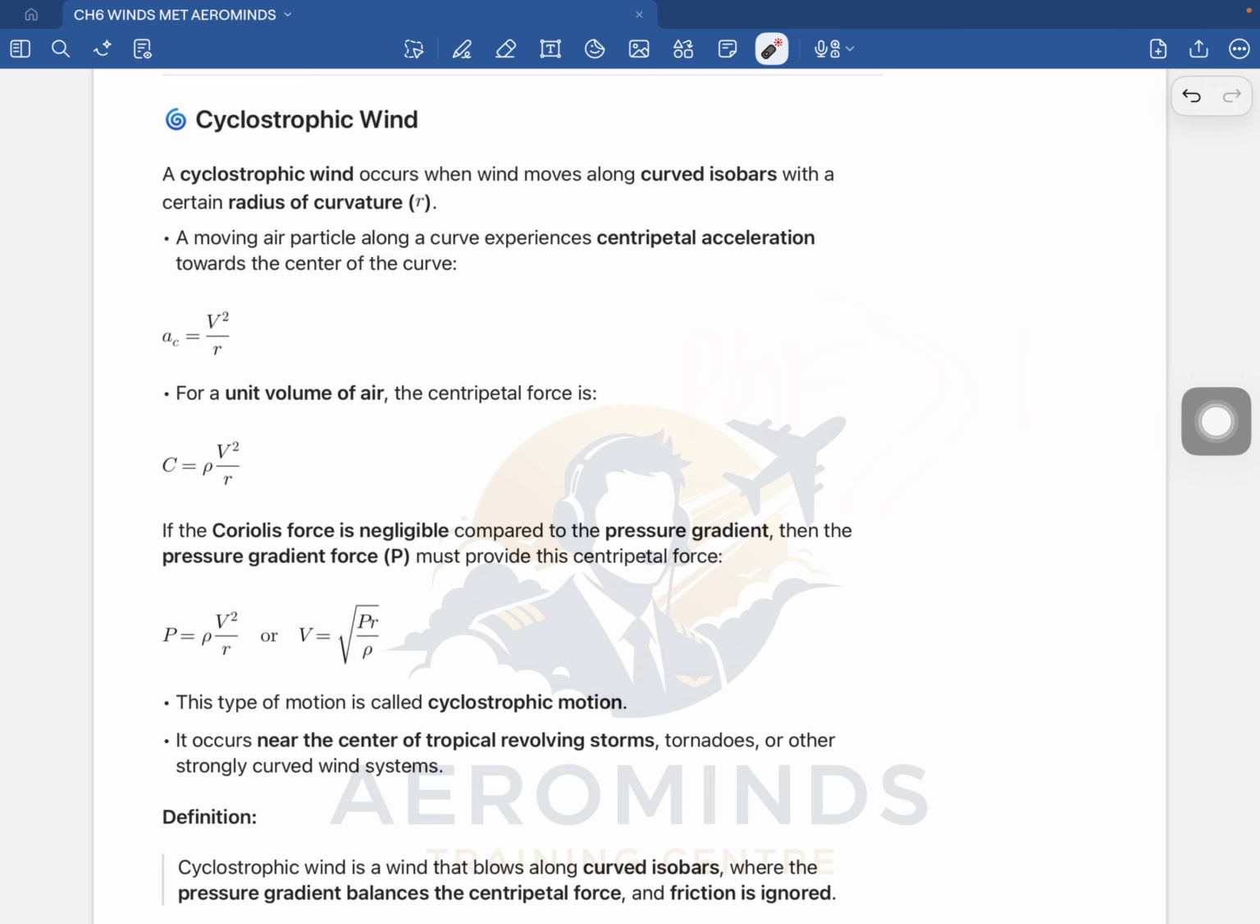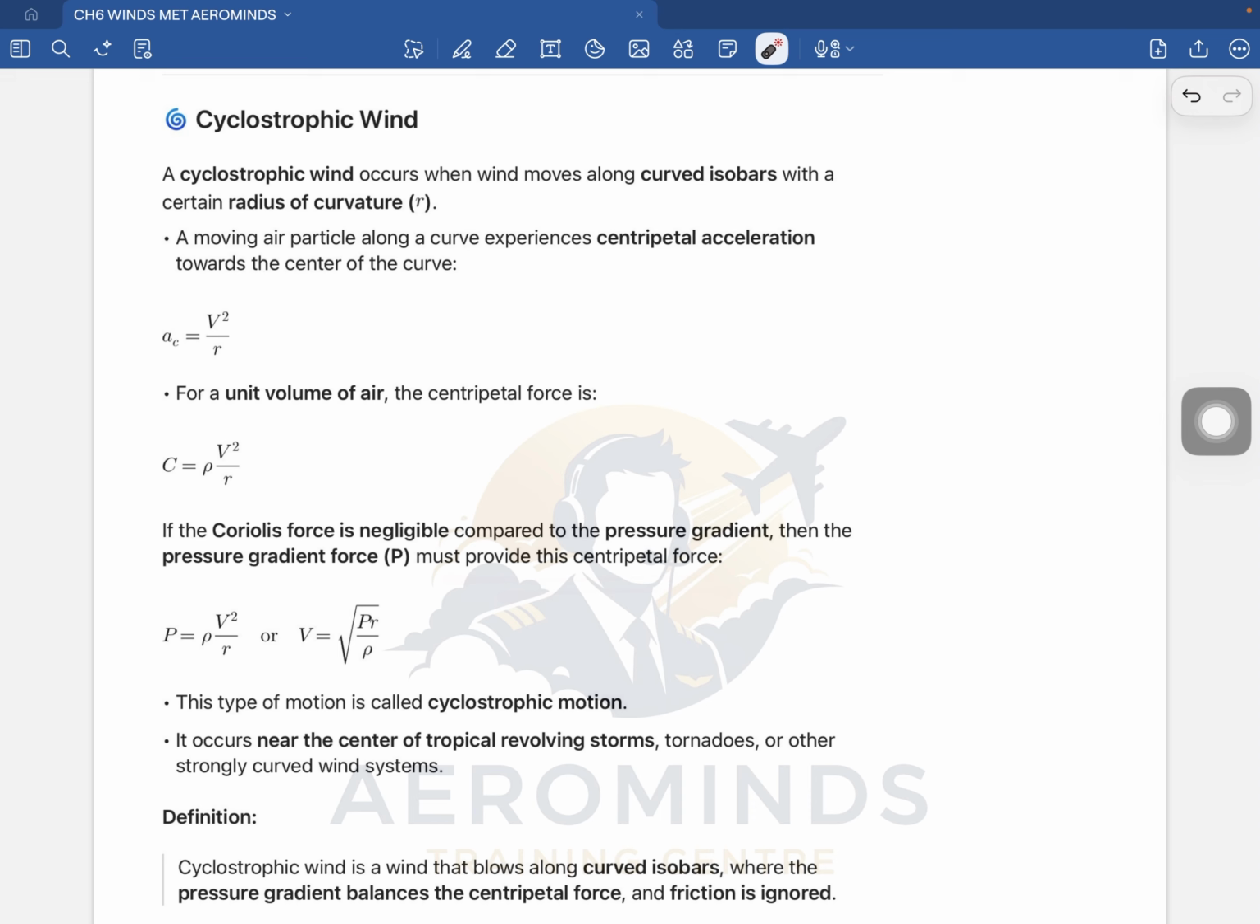The Coriolis force depends upon the scale of motion, and also the latitude, how high you are in latitude. So in very small systems, the Coriolis force will be very weak. Remember this. If the Coriolis force is negligible compared to the pressure gradient force, then what will balance the pressure gradient force? The answer is the centripetal force. It will be provided by the centripetal force.